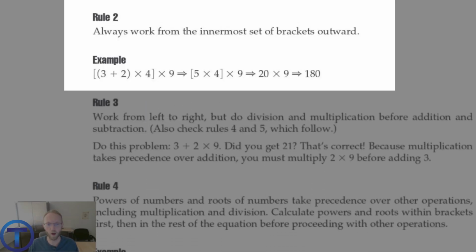Good? Rule 2, always work from the innermost set of brackets outward. So if we have multiple, we've got parentheses and then brackets. Start with the ones inside, then move outside. So we can see that in the example.